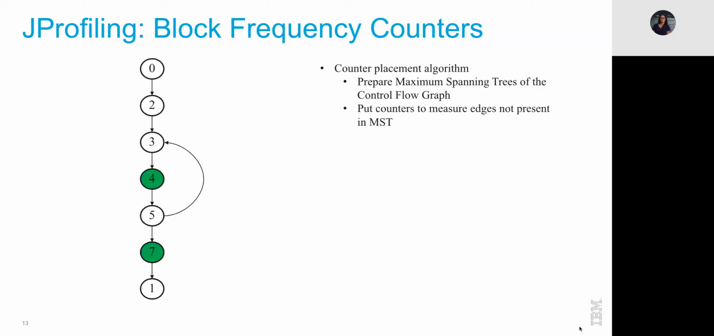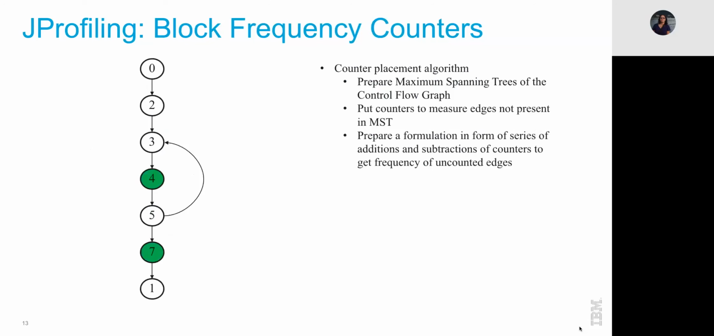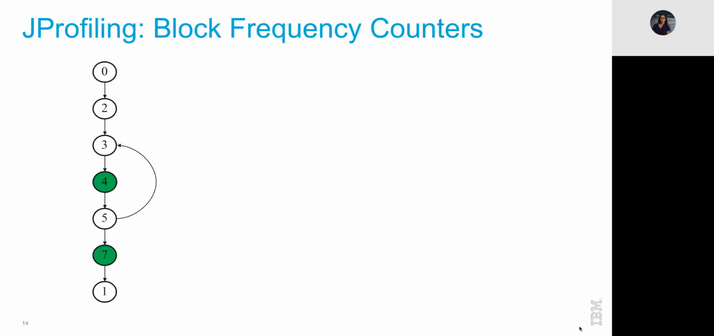Once it has put the required counters on all the paths, it prepares a formulation in terms of addition and subtraction of those counted blocks to get the frequency of uncounted edges. A detailed implementation of this algorithm can be found in JProfiling block.cpp of J9. Let's see how we can obtain the frequency of uncounted blocks.